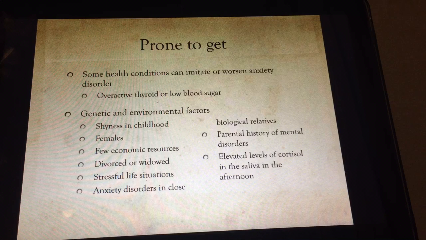Coincidentally, there are some health conditions that can imitate or worsen anxiety disorders. Overactive thyroid or low blood sugar are two examples that can do this. And then genetic and environmental factors that play a role in anxiety disorders are shyness in childhood, females, few economic resources, divorced or widowed, stressful life situations, anxiety disorders in close biological relatives, parental history of mental disorders, and elevated levels of cortisol in the saliva during the afternoon.